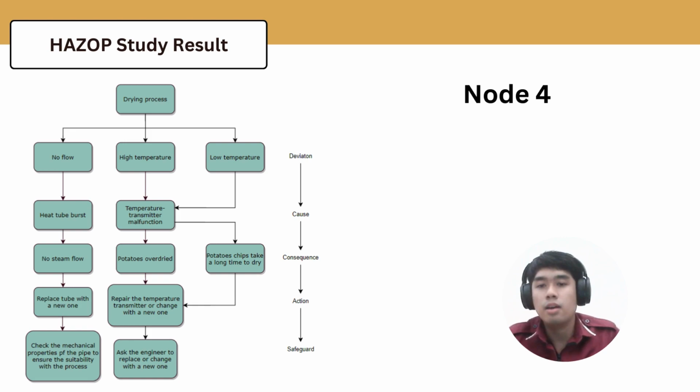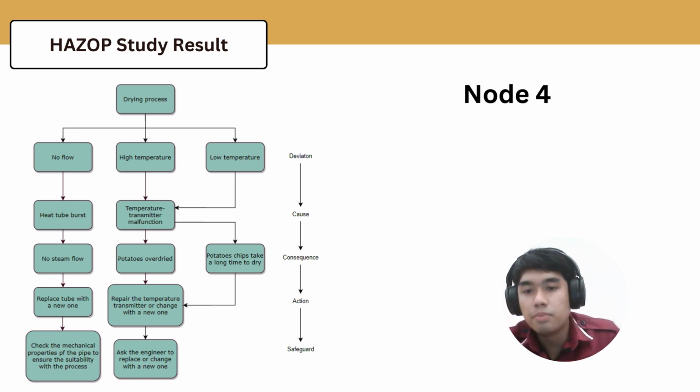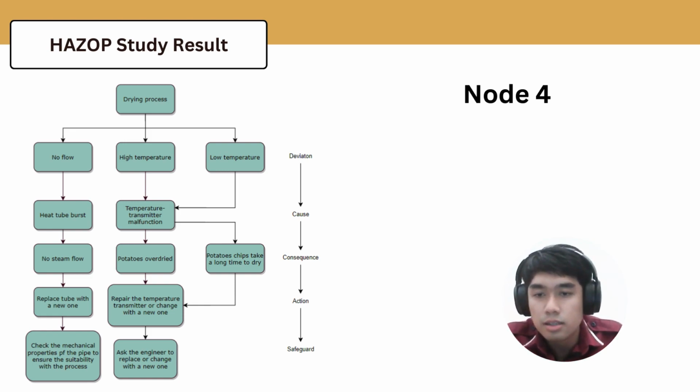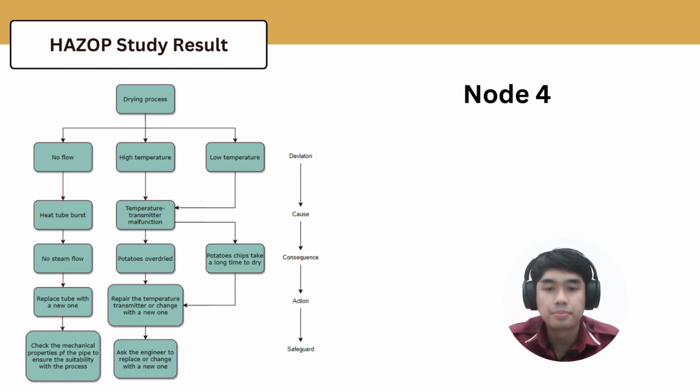And then we have the second and third deviations, which are high temperature and low temperature. The cause is the same, which is temperature transmitter malfunction. And for the high temperature, the consequence will make the potatoes over dry. But for the low temperature, it will make the potatoes take a long time to dry. And then the action is the same, which is to repair the temperature transmitter or change it with a new one. And for the safeguard, we ask the engineer or the professional to replace or change it with a new one.